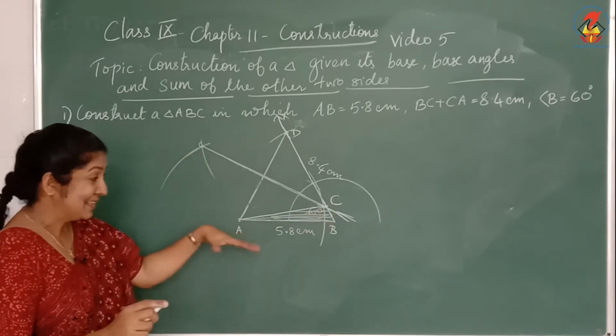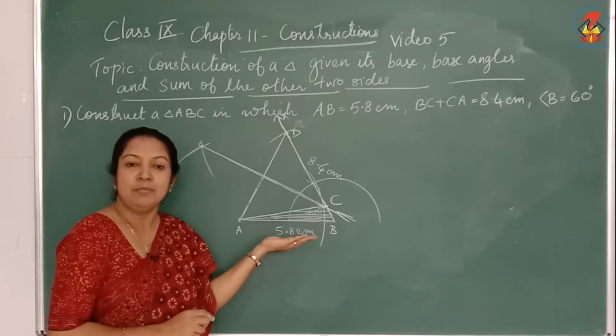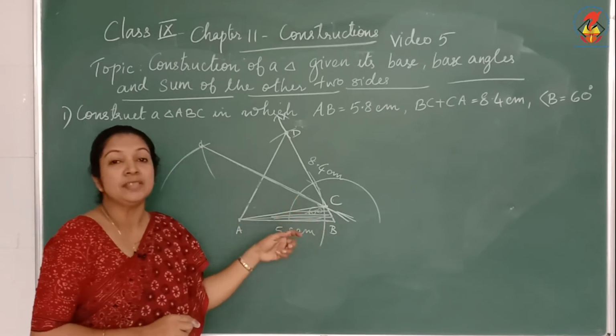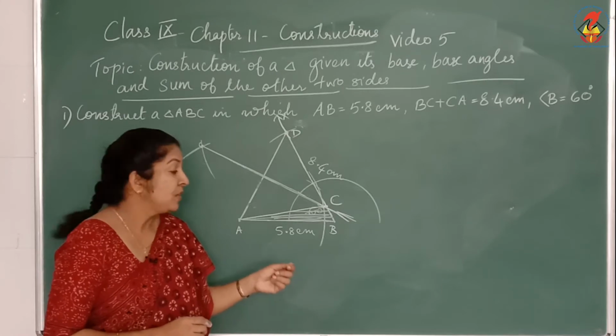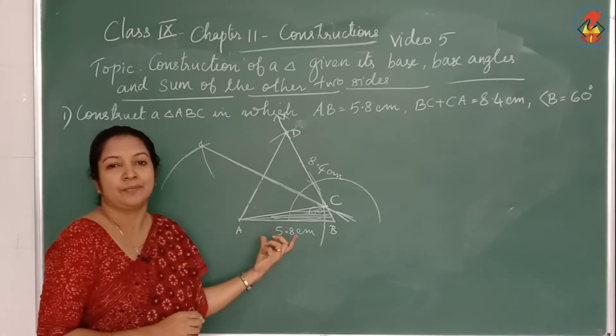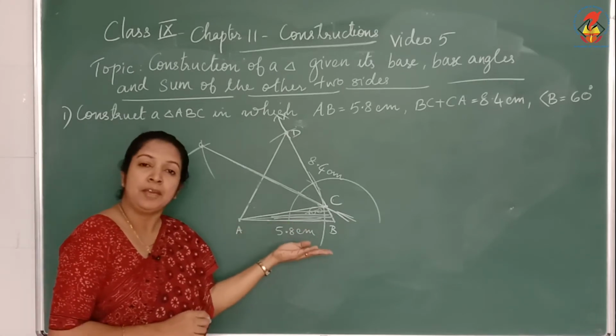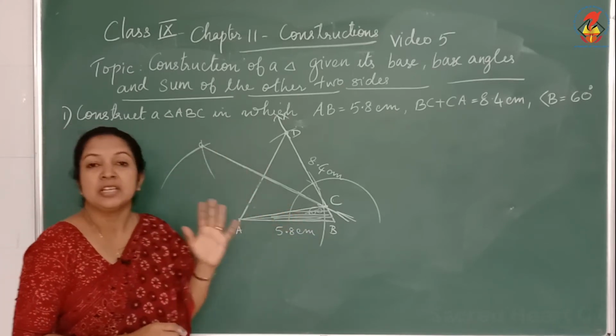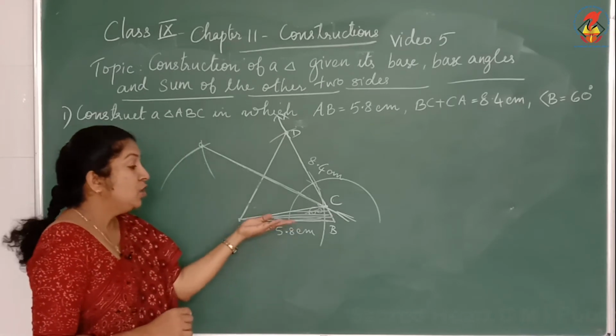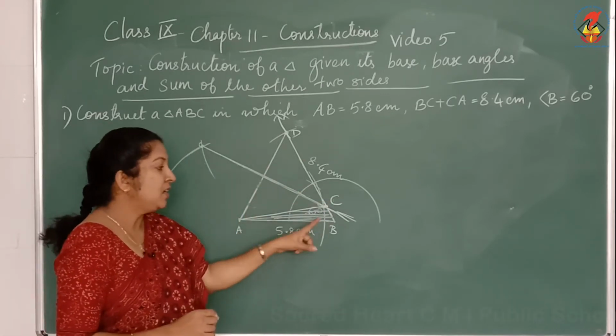You will get another shape, not same shape but of different size, because I have not taken the correct measurement 5.8. If I have taken it, it will be very small. So I have just drawn AB. I am just saying about the steps only. So steps of construction also we need. You make it another triangle which is bigger than this.